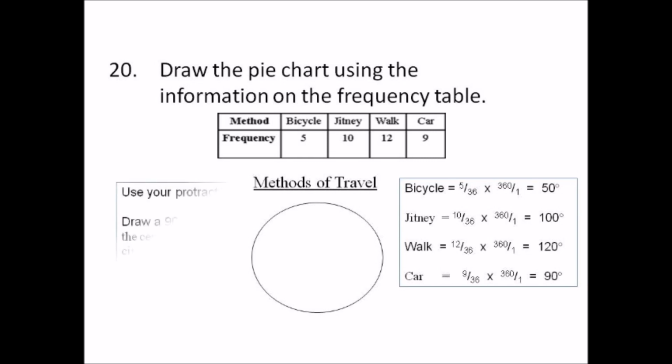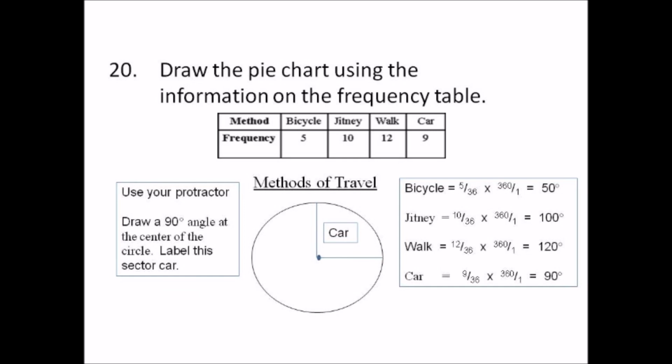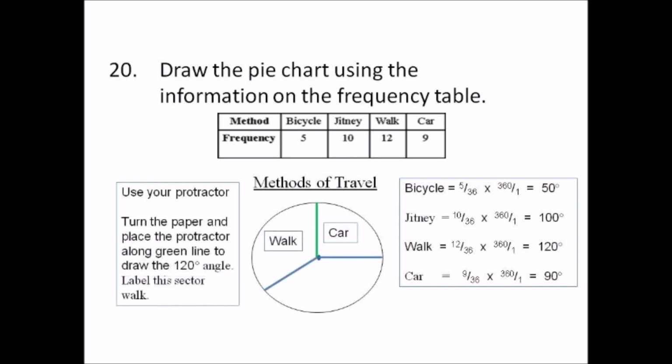Take your protractor, put it at the center of the circle, and draw a 90-degree angle sector in that circle and label it car. Use your protractor, you know what to do. Then you're going to have to turn it to do another angle, and I would do the 120 for walk next. It doesn't matter which one you do. You can choose any one you want to do and just draw it. So turn the circle along and put the protractor along a green line, and then mark off 120 degrees, and then that would be a sector for walk. Turn the paper to do it properly. Then turn the paper to get to the line you just put on the circle for walk, and calculate 100 degrees to get jitney.